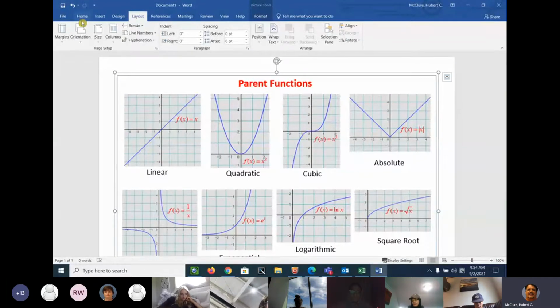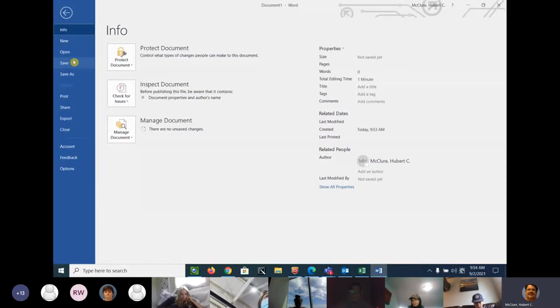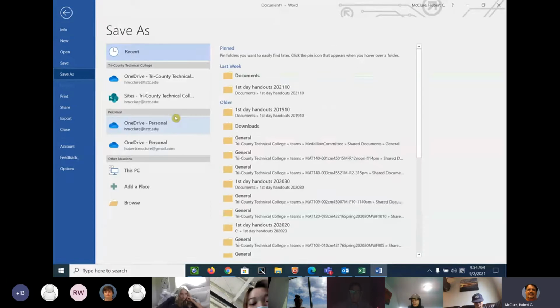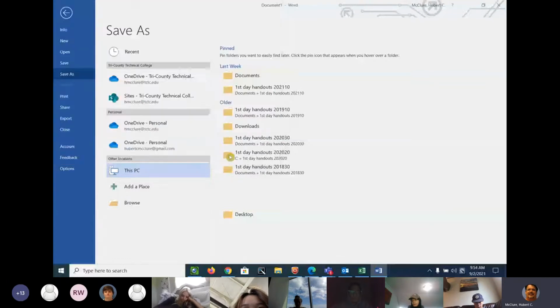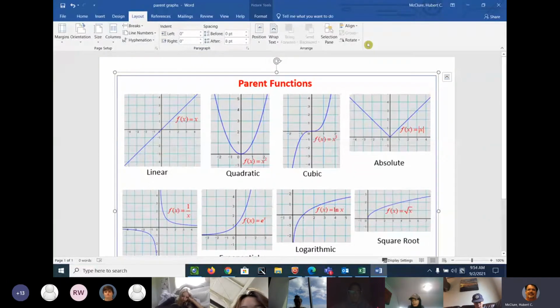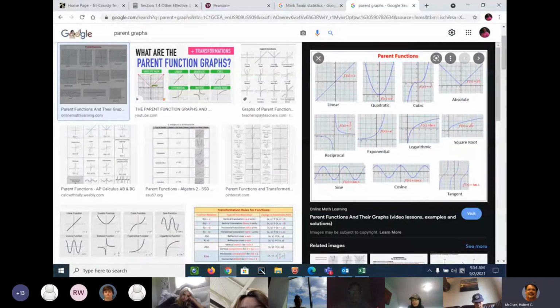So I'm going to save this as parent graphs. That's under documents. And I'm going to send that to y'all. You're welcome. Hold on just a second and I'll send it.